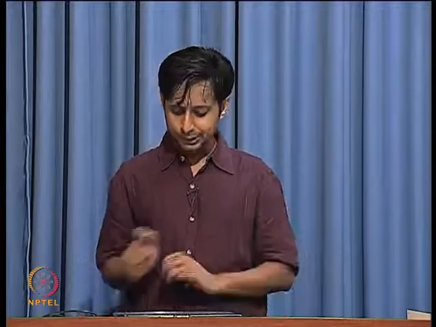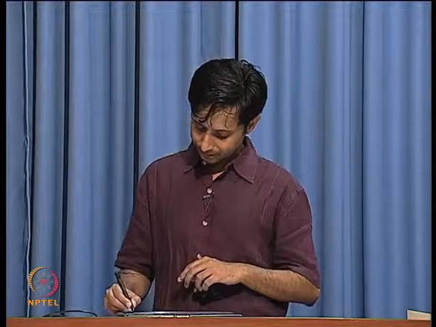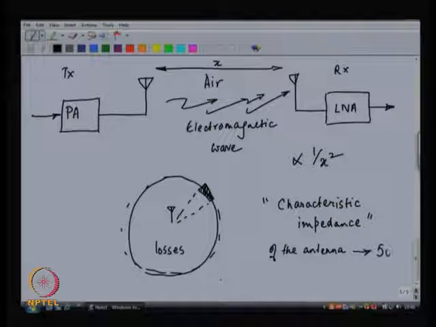So, both of these considerations lead to a certain characteristic impedance of the antenna. What this thing is, we are going to talk about very soon, but this is chosen to be 50 ohms, and impedance has units of resistance, ohms. Now, mind you, this is not a resistance, this is the characteristic impedance. So, the characteristic impedance of the antenna is chosen to be 50 ohms. This does not mean that the resistance of the antenna is 50 ohms.